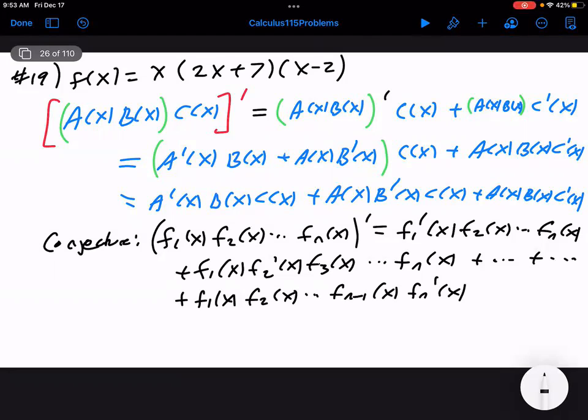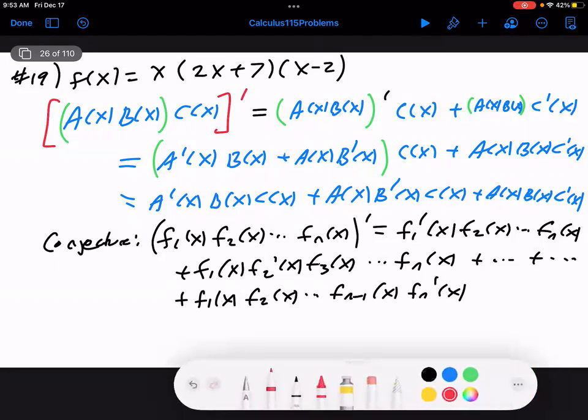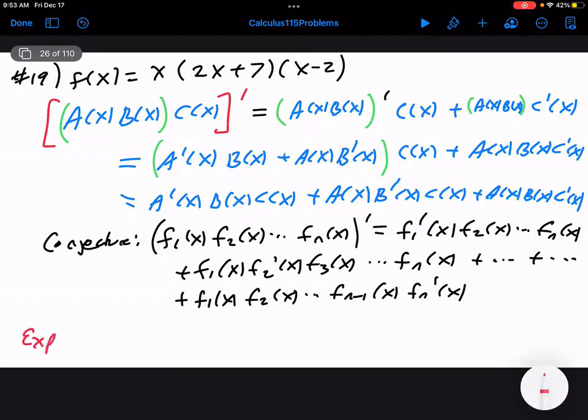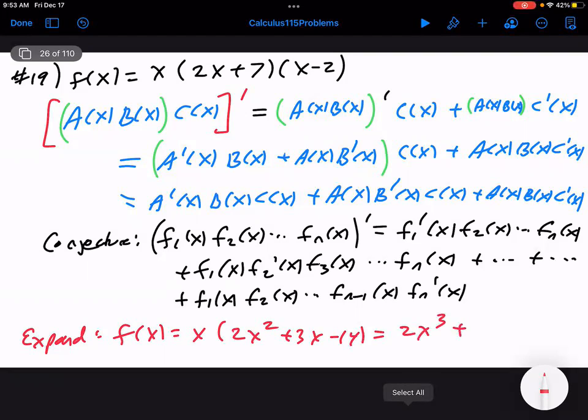Now, for this particular problem, we could do that, and we could go through the algebra, or again, we could expand. And if we expand, we notice f of x is going to be x, I'll multiply the 2x plus 7 times the x minus 2 first, so it'll become 2x squared plus 7x minus 4x, so it's going to be plus 3x minus 14, or 2x cubed plus 3x squared minus 14x. And we see that this is a much easier solution. This is going to lead to a much easier way to find the solution than the other.